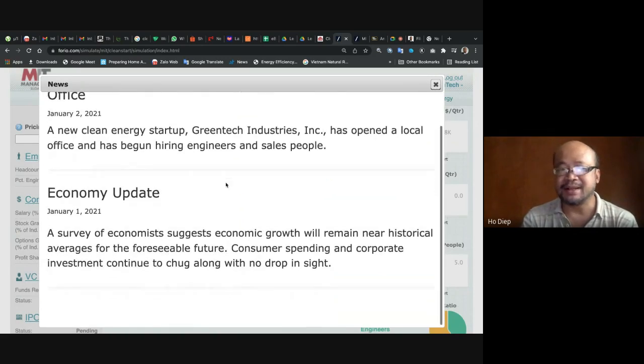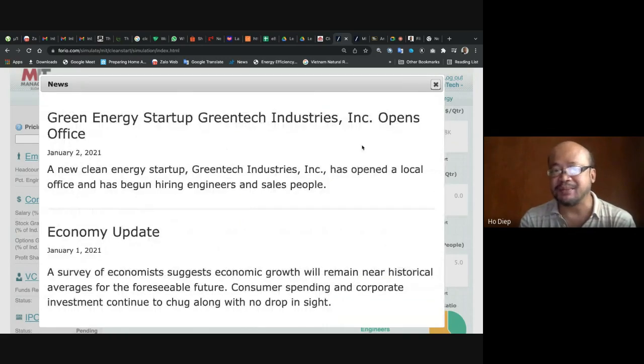This news clipping in general describes the new company. Not only that, it describes the current economic situation. The current economic situation suggests that economic growth will remain near historical averages for the foreseeable future.